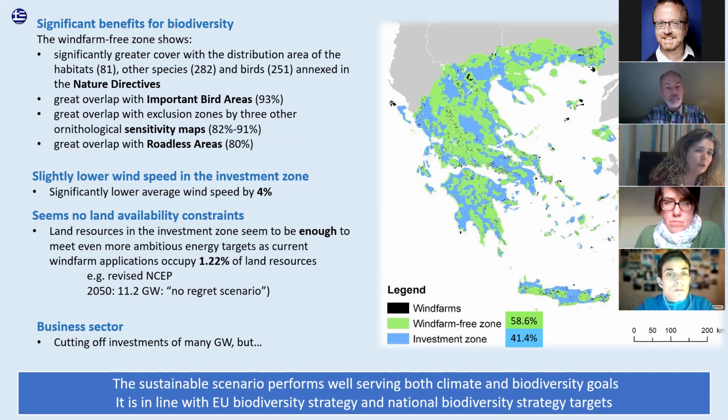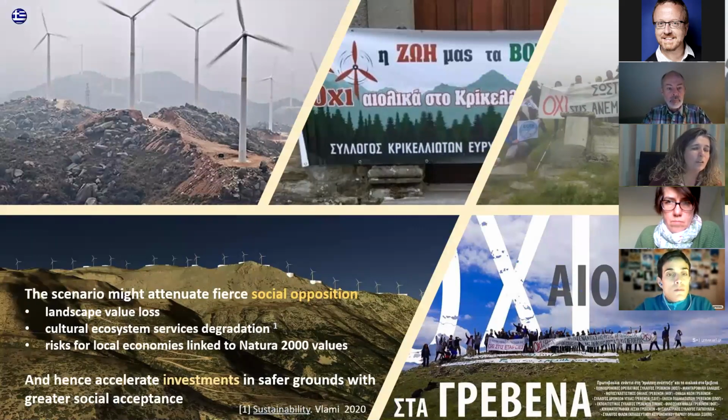But if we have a closer look at the problem, in the country we currently have huge reactions, very fierce social opposition all over Greece, because landscape value is lost and cultural ecosystem services are degrading. Local economies face risks because many local economies are linked to the landscape and to Natura 2000 value. So we believe that at the end of the day, the scenario is also going to help the business sector, because it's going to provide safer grounds with greater social acceptance for the wind farm energy sector.